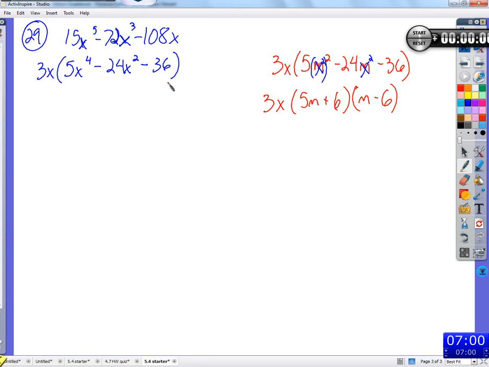So if you have three terms like this, and you can square this to get this, and this is a constant at the end, then you've got something that's in quadratic form. A quadratic is strictly a degree 2, but this is like a quadratic. So this could factor just like that: 5x squared instead of 5 times m, plus 6 times x squared instead of m, minus 6. Where'd you get m? I made it up. I used m instead of x squared so that you could see it as a quadratic.